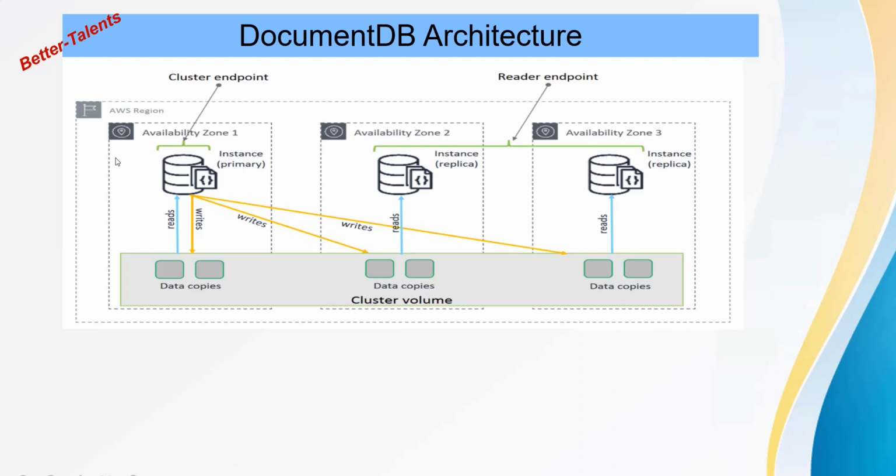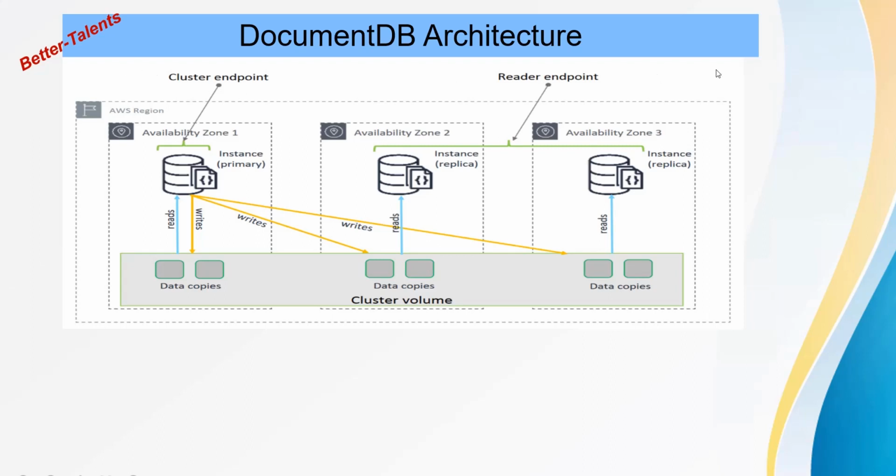You can create a DocumentDB cluster in an AWS account which spans across three availability zones. An availability zone is just like a data center. It could be one data center representation, or it could be multiple data center representation, which is completely not disclosed by AWS.